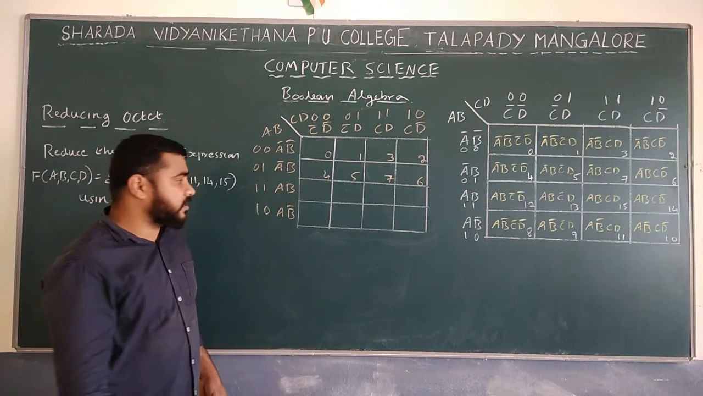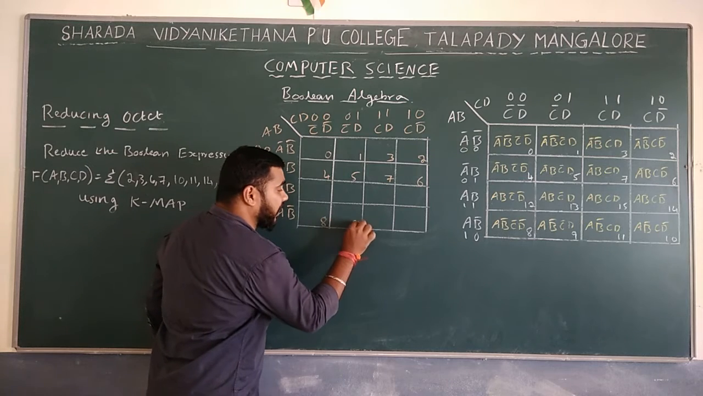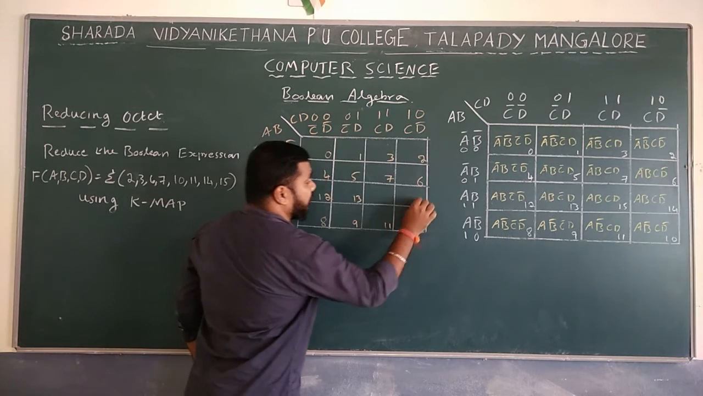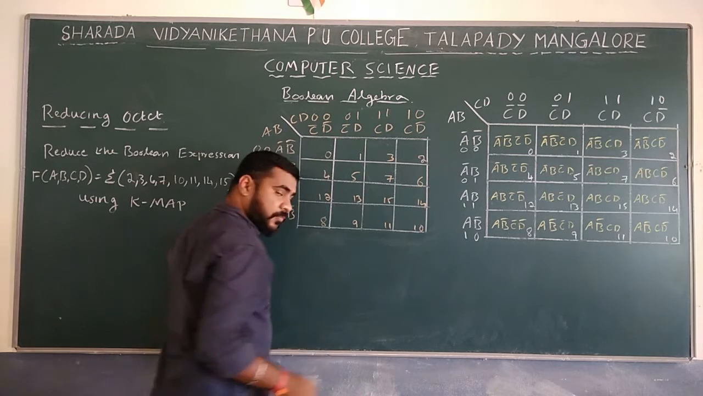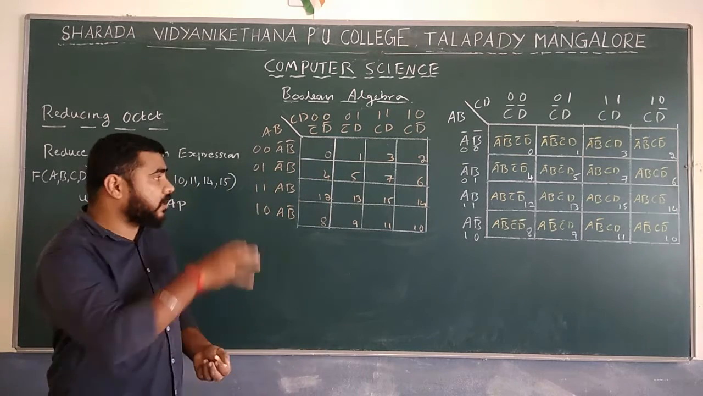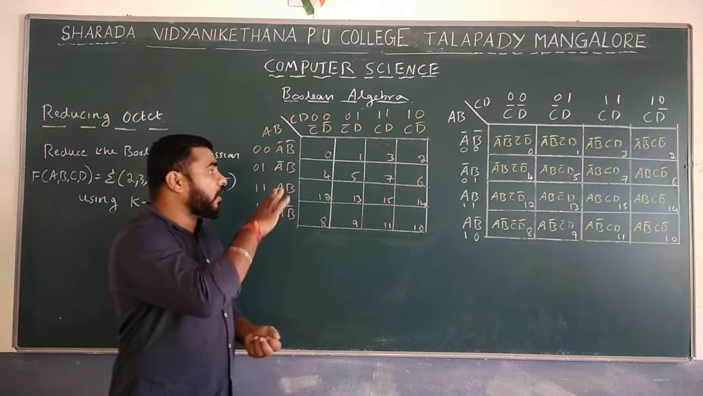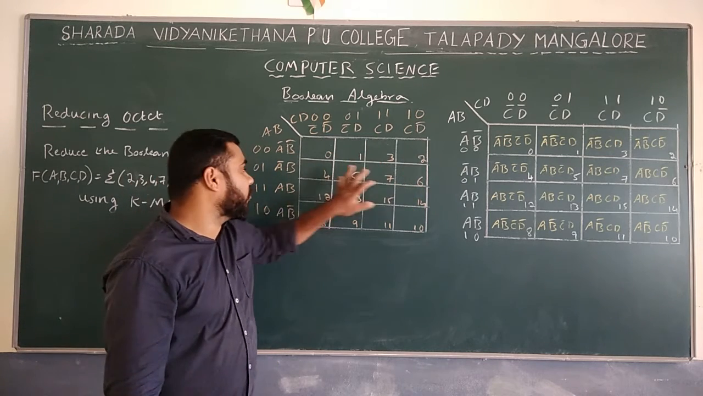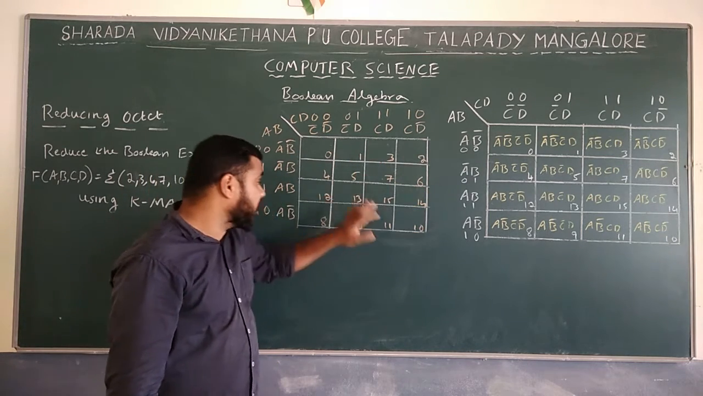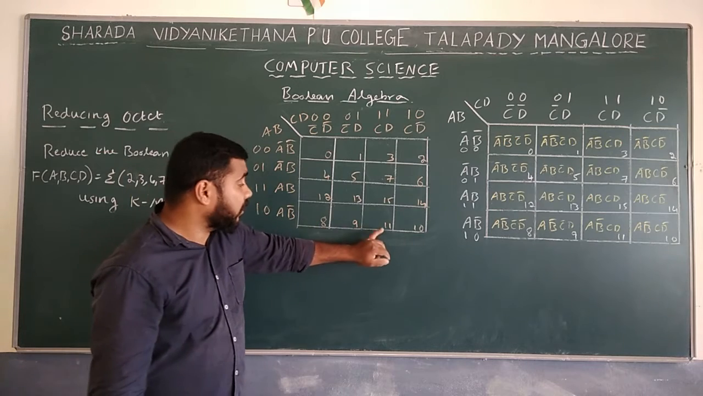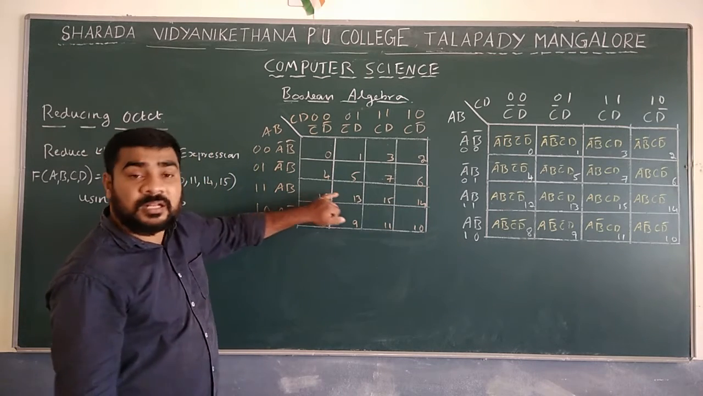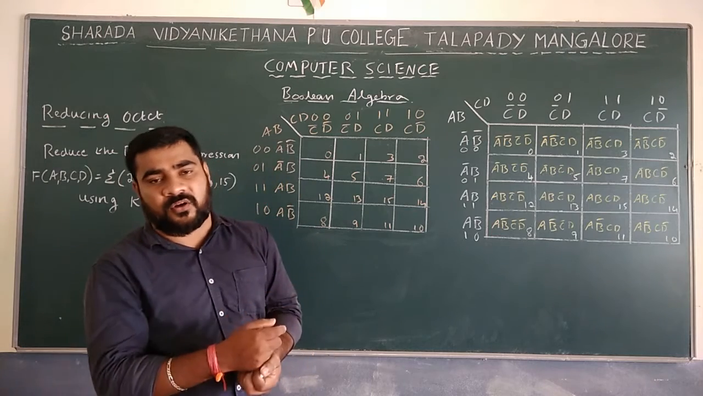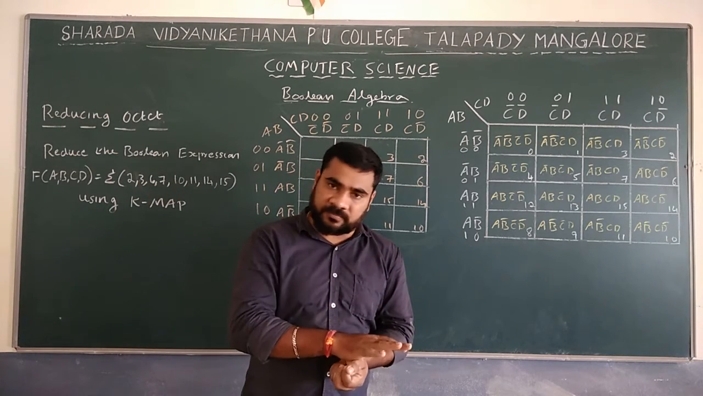Next 8, 9, 11 and 10. Then 12, 13, 15 and 14. Not 14 and 15, it is 15 and 14. I already discussed this many times, so I am directly writing it: 0, 1, 3, 2, 4, 5, 7, 6, then 8, 9, 11, 10, then 12, 13, 15 and 14. You have to skip the third row and third column.